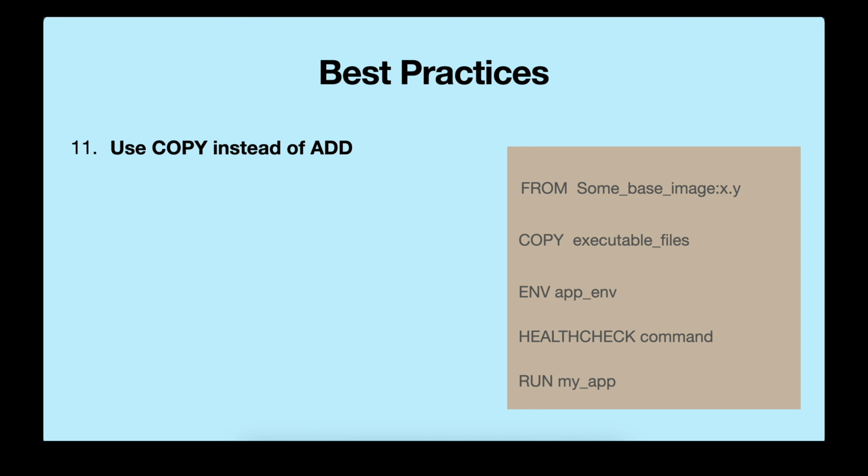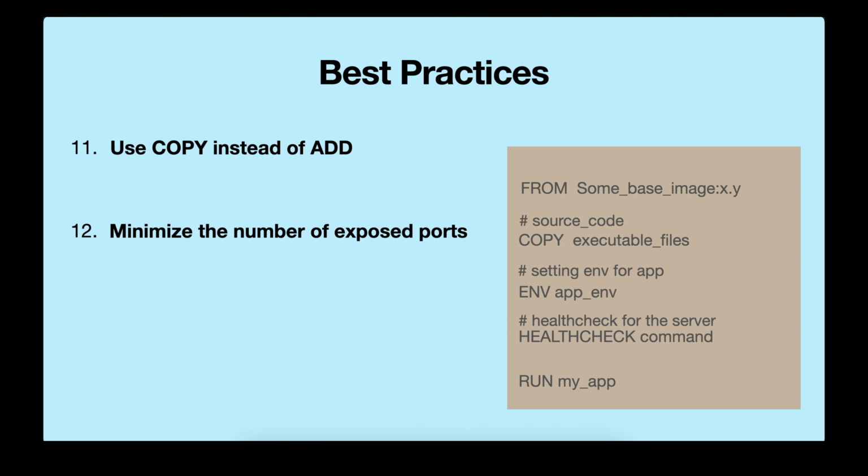Another thing is to use COPY instead of ADD. When you use the ADD command, it can download files from remote URLs as well. So it is recommended to use the COPY command and it will just copy from your local directories inside the container. Then minimize the number of exposed ports. As you have just seen, we have exposed port 8000. Similarly, you should just expose the required ports only and you should avoid using the default ports. Configure a firewall in the container to block unnecessary incoming and outgoing traffic and to prevent unauthorized access.